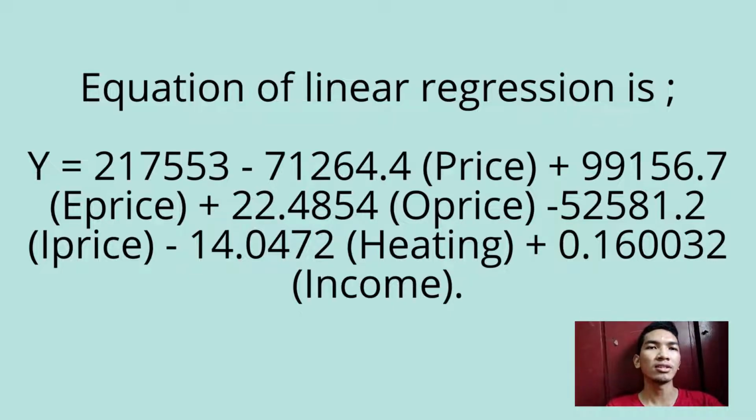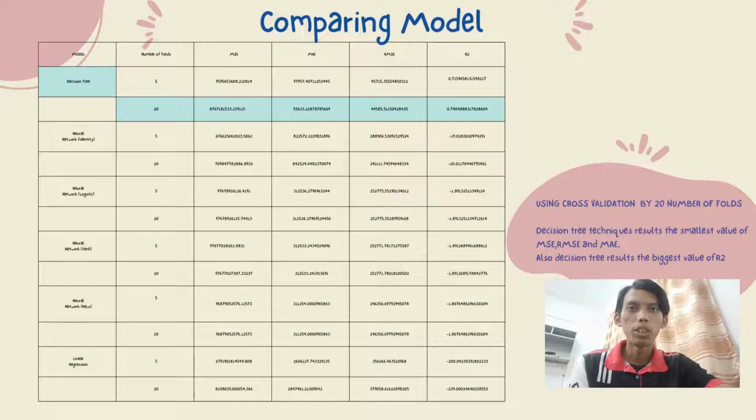After solving using Orange software, we have obtained the equation of linear regression, which is given by y equals 217,553 minus 81264.4 P price plus 991,567 E price plus 22.48540 price minus 52581.2 I price minus 14.0472 heating plus 0.160032 income.